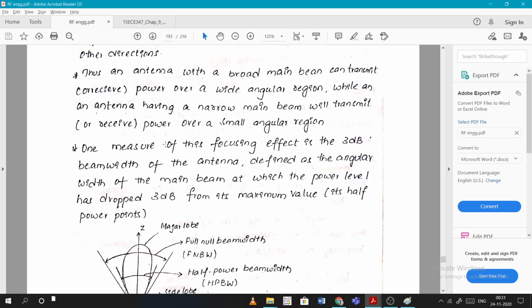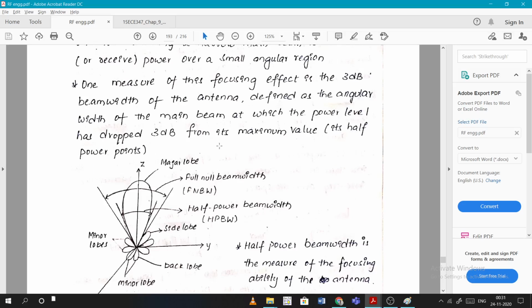So how do we measure how effective this focus is? With the help of 3 dB beamwidth of the antenna, defined as the angular width of the main beam at which the power level has dropped 3 dB from its maximum value, that is, to half. So basically, when it has dropped by 3 dB, that is called the half power point.